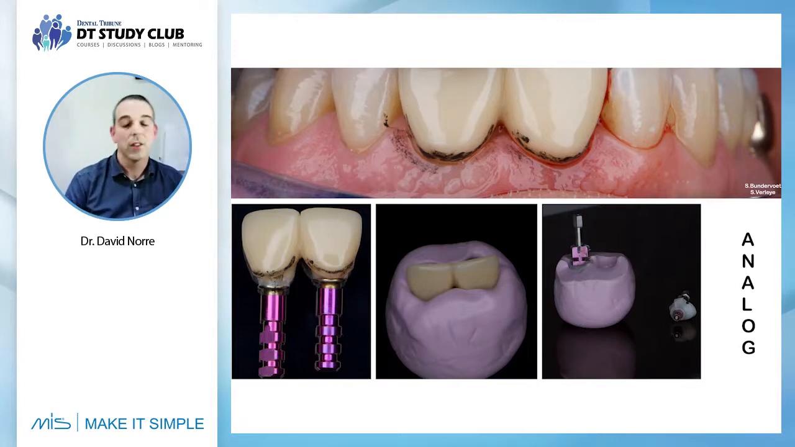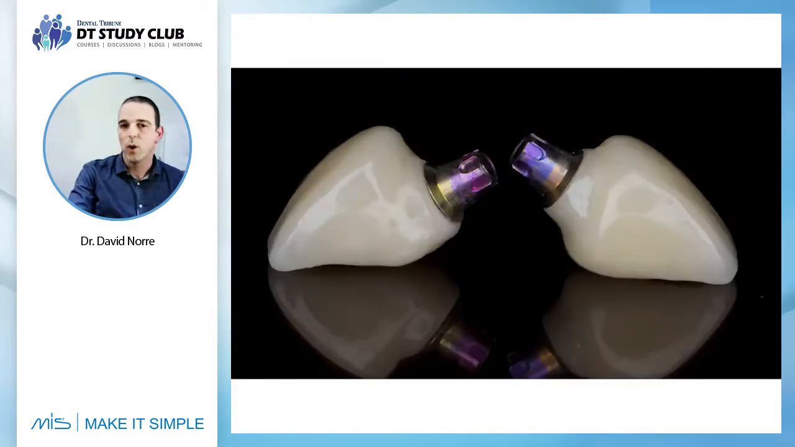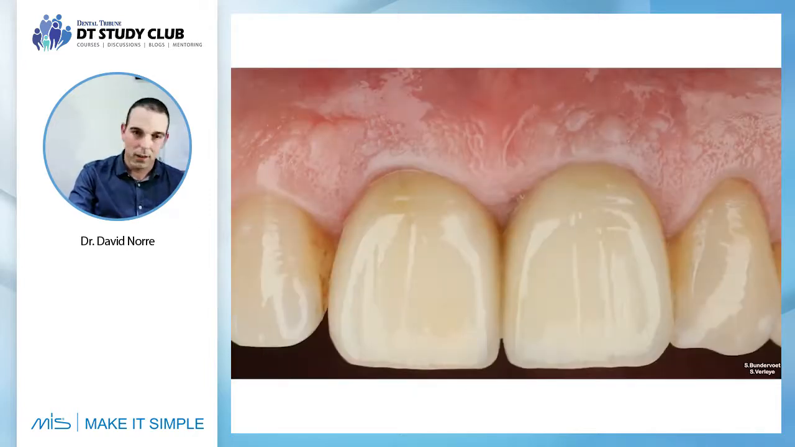Then we go from digital to analog again, design it, make individualized impression copings, again just like we always do. We took the impressions with the individualized impression copings and sent everything to the lab, who manufactured 2 single crowns on these implants. This is the result, again without gingival grafting, only abutment design.